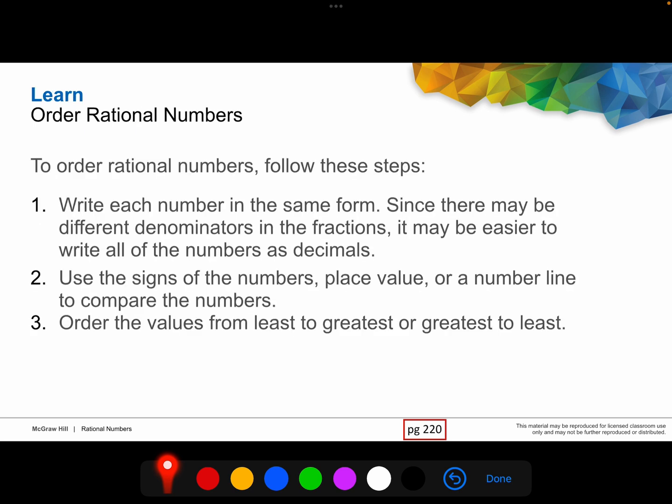Okay, now to order rational numbers. So far, we've graphed them on the number line and we have compared them. Now to order a series of rational numbers, we're going to follow these steps. We make sure that we write each number in the same form. Since there may be different denominators when we write in fraction form, it's always easiest for comparison if we can write all of them as decimals. Next, we're going to use the signs of the numbers and then the place value or a number line to compare the numbers. And lastly, we're going to order the values from the smallest to the biggest.